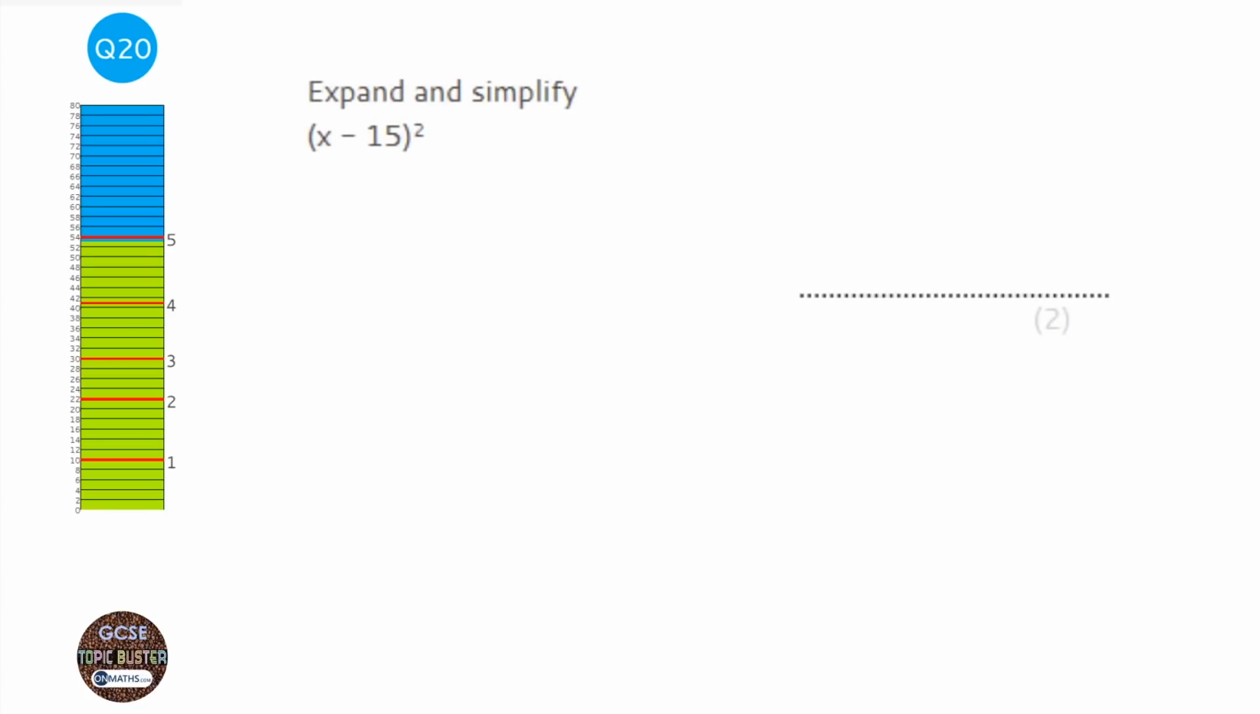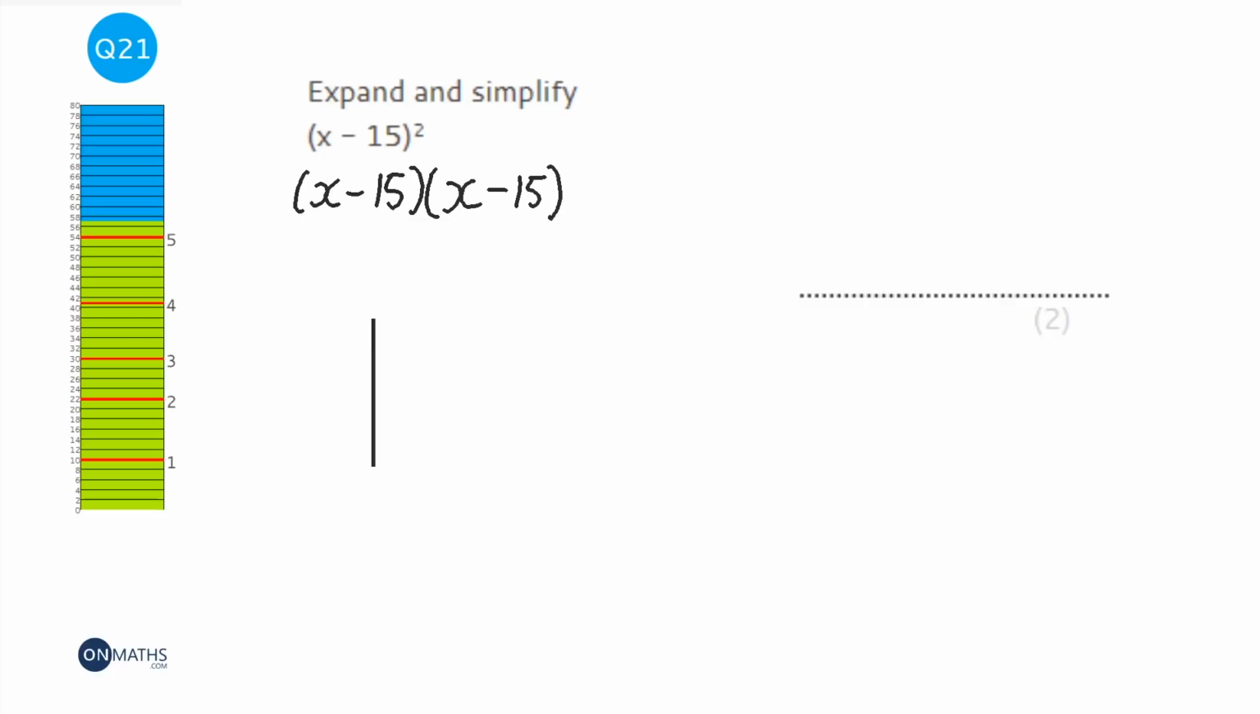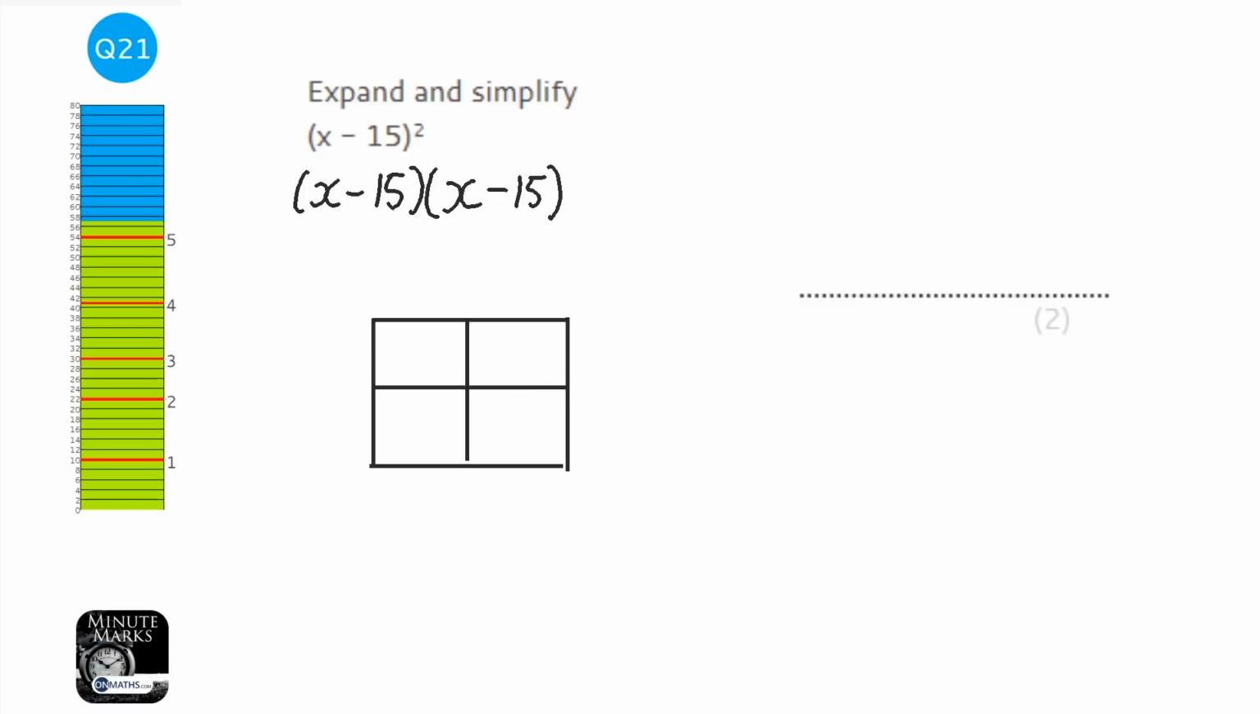Okay, so for the first thing to do with this question is to write it out twice. Whenever you square something, you times it by itself, and itself is the bracket x minus 15. And there are multiple ways of doing the next bit. I'm going to use the grid method for this one. And we put the first bracket at the top, so x minus 15, and the other bracket down the side, which is just x minus 15 as well.